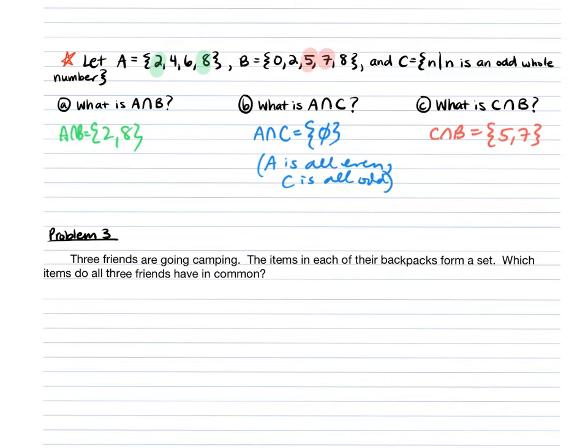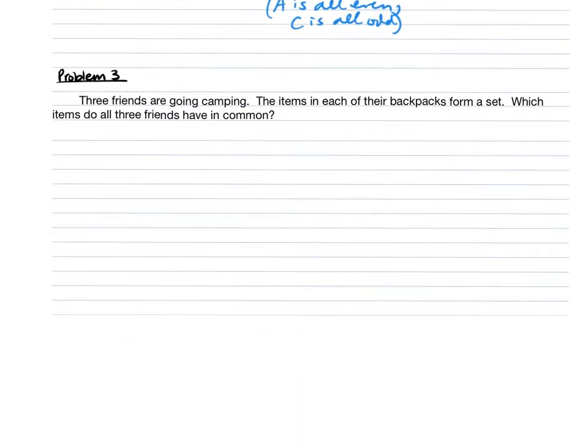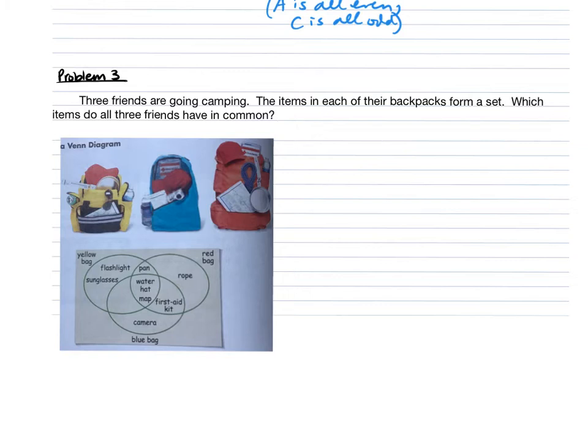Okay, so moving on. 3 friends are going camping. 2 items, or the items, in each of their backpacks form a set. Which items do all 3 friends have in common? Very clearly, we need a picture here that I did not include, so hold on, let me get it for you. Okay, so here's our picture.